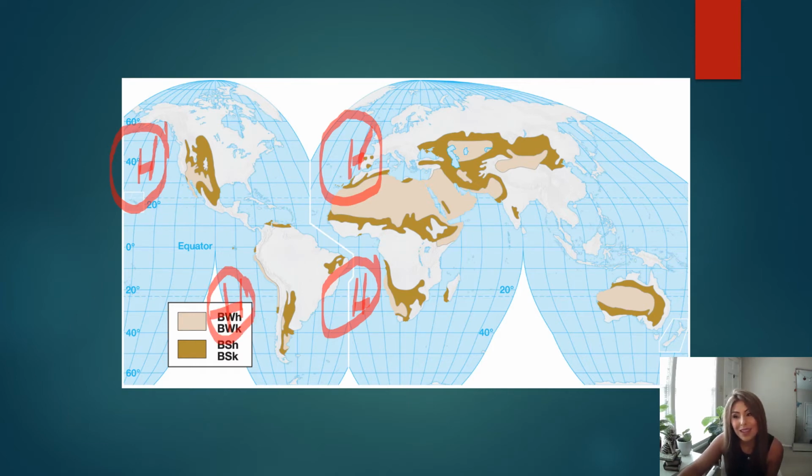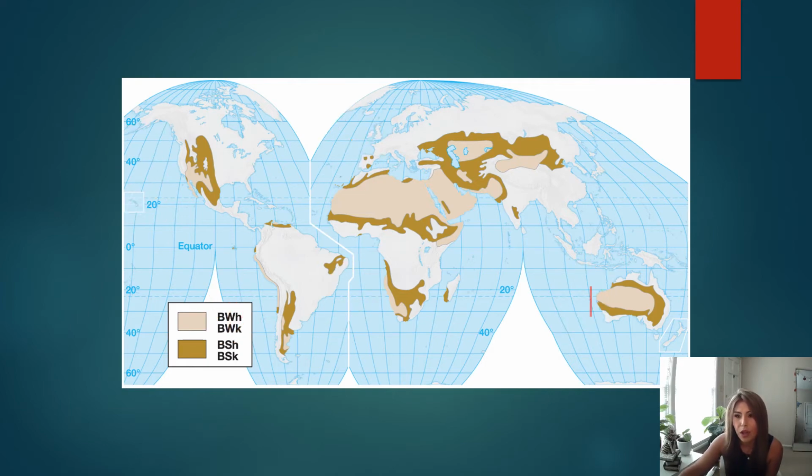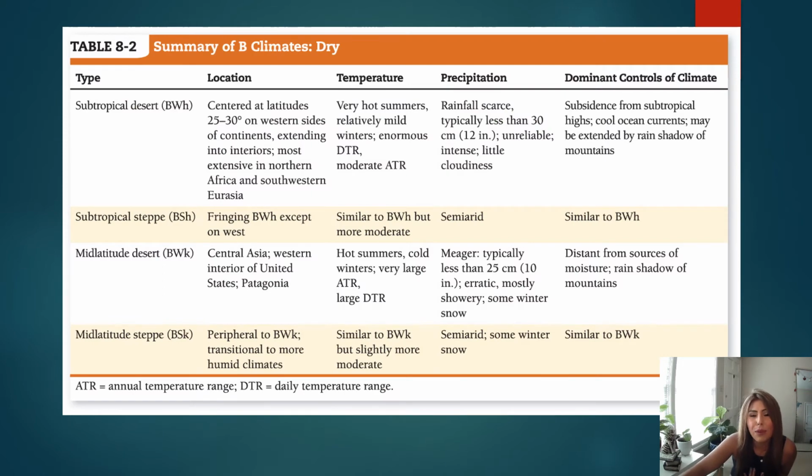So that has a lot to do with why we have these dry areas in the world, okay? Because of those ridges of high pressure right where I drew those high pressure zones. And so dominant controls for subtropical desert: the subsidence from subtropical highs, cool ocean currents, rain shadow of mountains, distance from sources of moisture. So these are all different reasons why these places are dry.